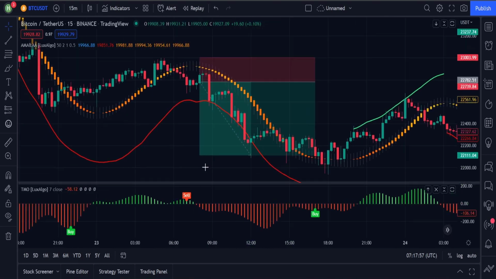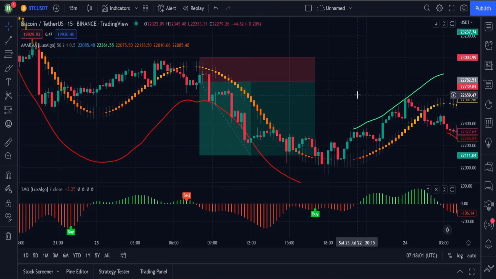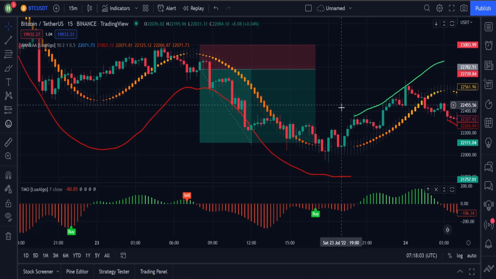I found this strategy to be a pretty decent scalping strategy, but make sure to backtest this strategy yourself so that you can understand the potential of this strategy better.